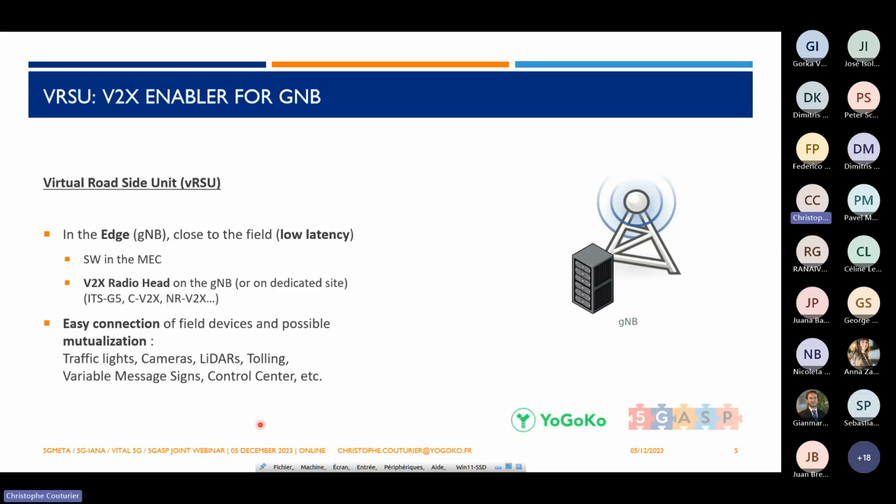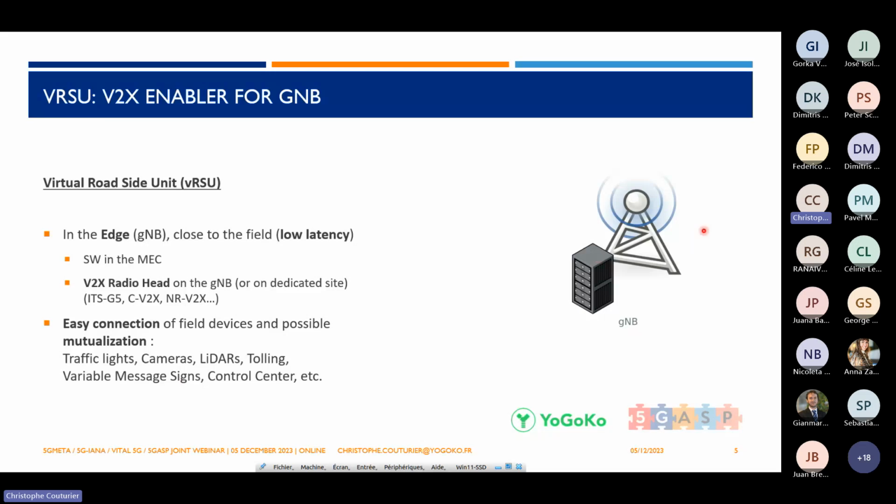So the first NetApp provided by Yogoko in the scope of 5GASP is called VRSU, so virtual RSU. A physical RSU is something that you deploy on the side of the road, and that can broadcast messages using one of these direct communication technologies. So what is a VRSU?